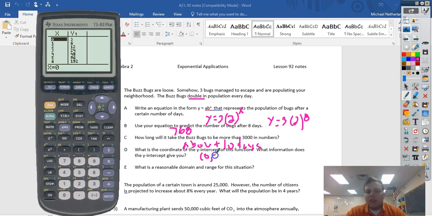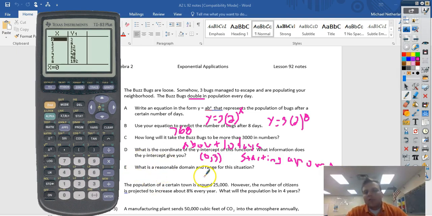What information does the y give you? Well, guys, think about this. When you have 0 days, how many bugs did you have? 3. So the y-intercept is your starting amount. You could say it is your a value. It is just simply your starting amount, or your a value. Okay? Don't worry about it.